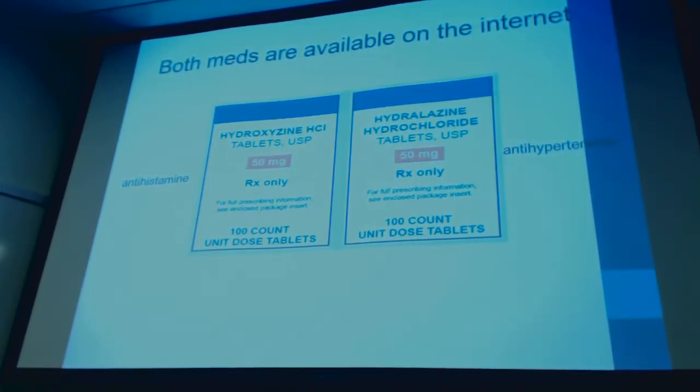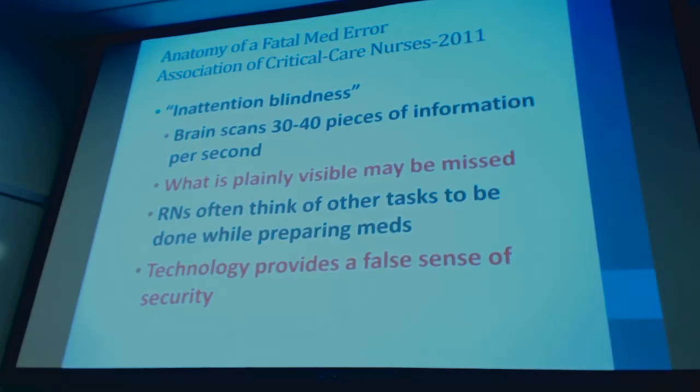Look at this. Hydroxyzine, hydralazine. 50 milligrams, 50 milligrams. 100 tablets, 100 tablets. One is an antihistamine, the other is an antihypertensive. Really easy to grab the wrong thing. The reason I didn't give you long to scan that, Paris in the spring, is because you scan 30 to 40 pieces of information every second. Slow down. And I don't care what the pharmacist sent up, they are human too.